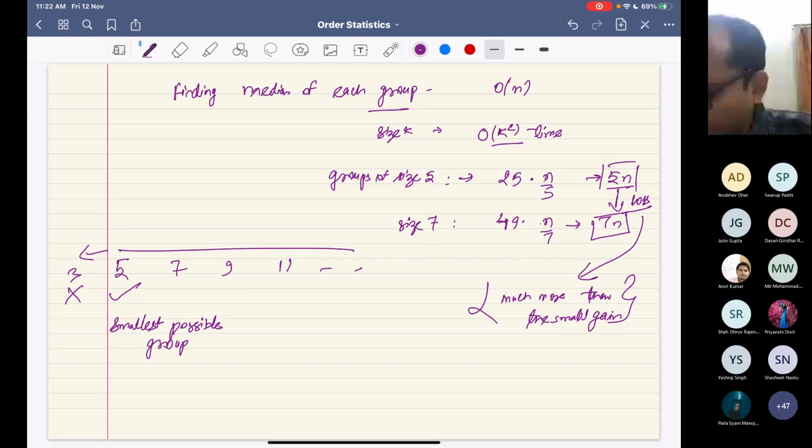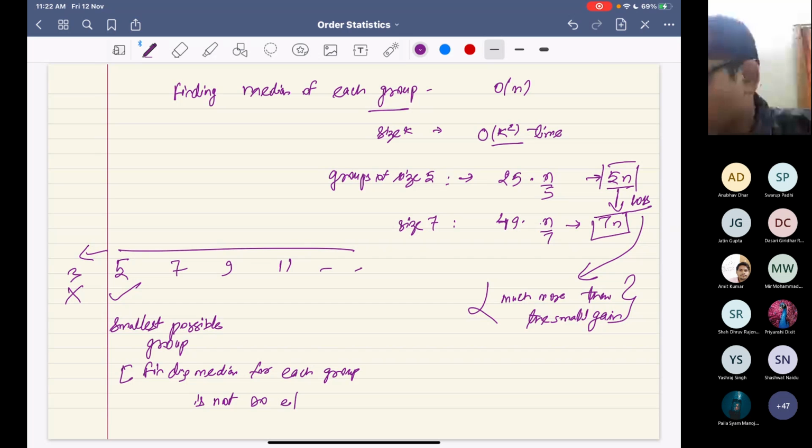Because finding the median of each group is not so easy, I mean not so efficient. That is the reason we only take 5. Okay, does that answer? Yes. If you use a k log k algorithm for each group, that is also fine.